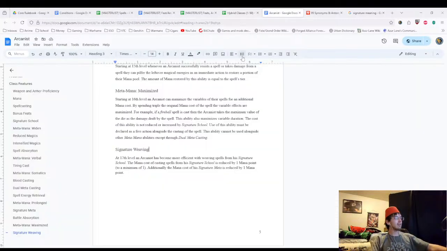Okay. Cool. Arcanist has become more efficient with weaving spells from his signature school. Cost of casting spells from his signature school is reduced by 1 mana point to a minimum of 1, of course. Additionally, the mana cost of his signature meta is reduced by 1 meta point.